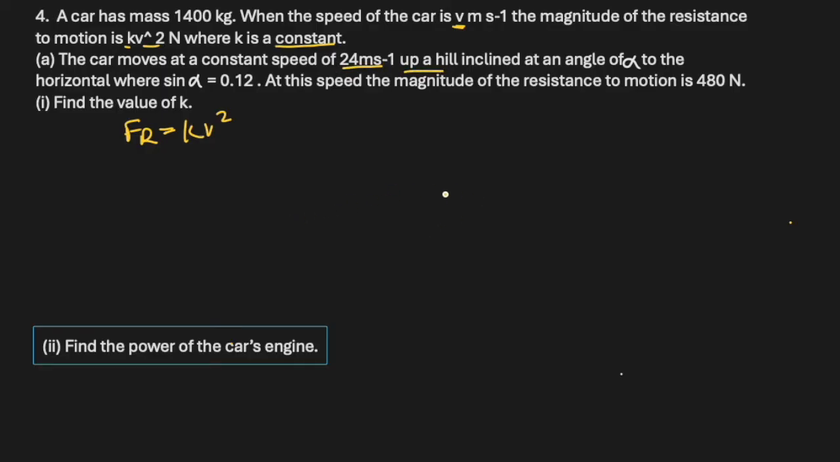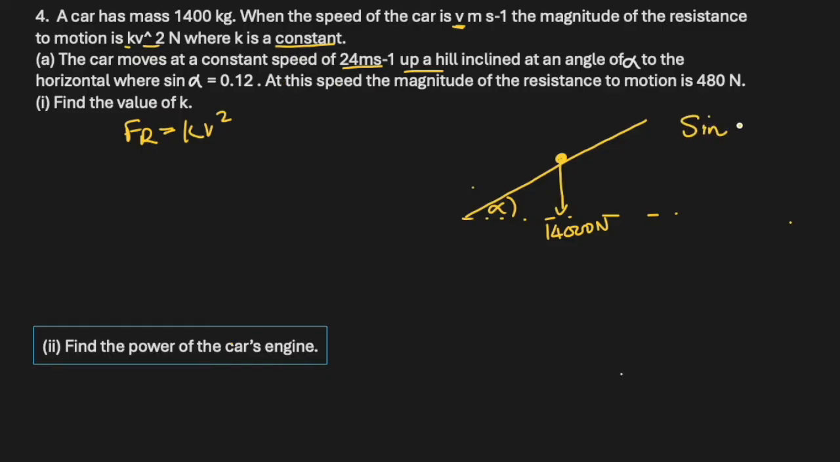Okay, so let's try to visualize this. This is going up a hill. This is the car. Its weight will be 1400 times 10, 14,000 newtons. It is inclined at alpha degrees, so this angle is alpha, where sine alpha is 0.12.